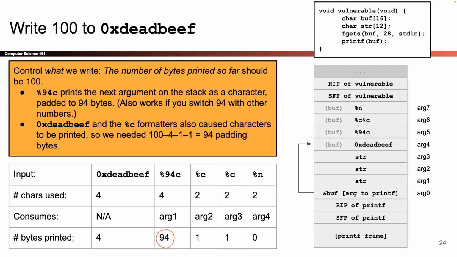%c, what does the %c do? The %c goes on the stack, takes the next thing, reads it like a character, prints it. A character is 1 byte long, so that prints out 1 byte. But it did two things at once. This printf is doing two things at once.